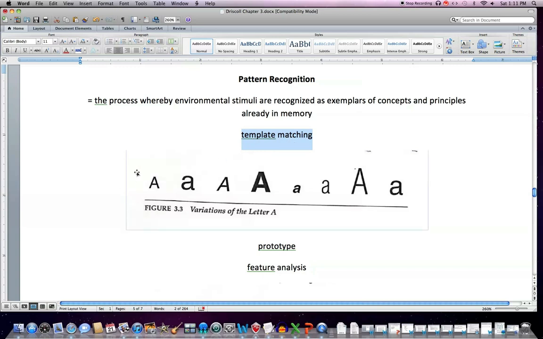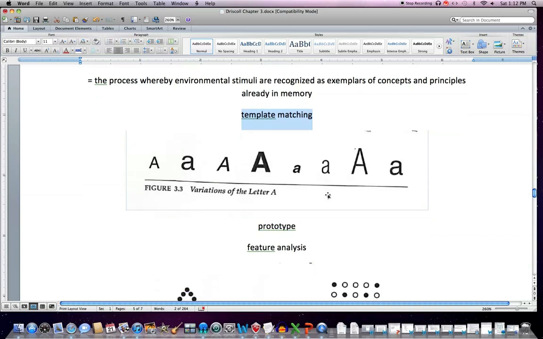Now, a problem with this is, look at all these letters. All of them are A, and you recognize them quickly as A, even though they're quite different. Different font, different sizes, different thickness of line. Some of them are a lowercase a, some of them are an uppercase A. And according to template matching theory, that would mean that you basically have to have a copy or a template of each one of these. You'd have to account for different size, different line thickness, different font styles, and that's a very cumbersome model, so this theory is not very popular.